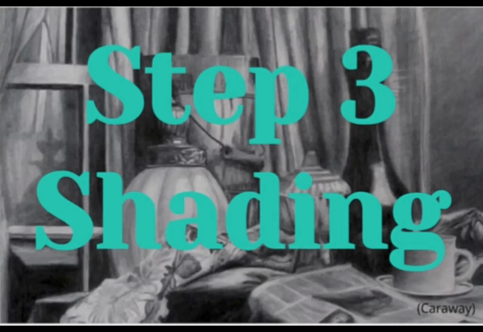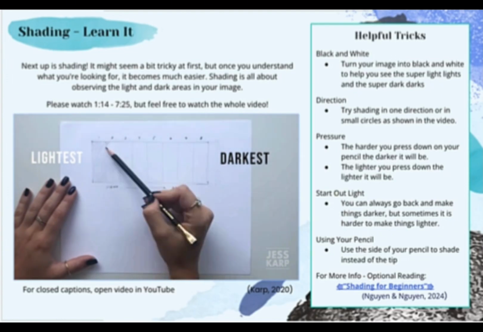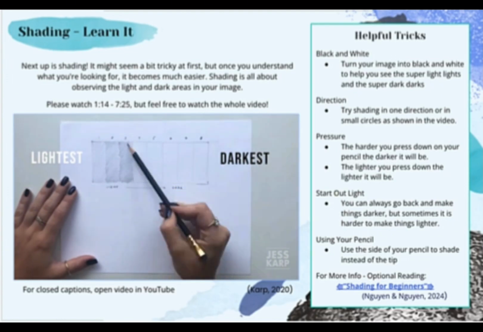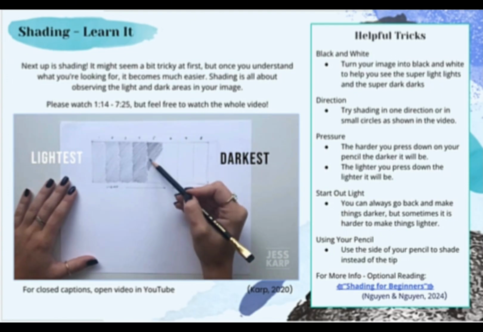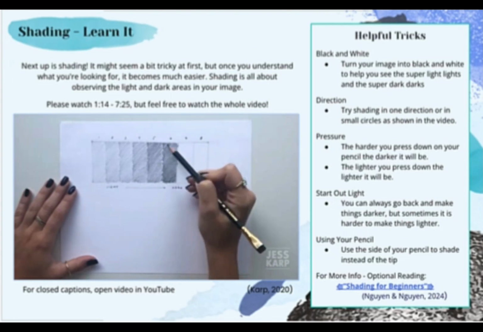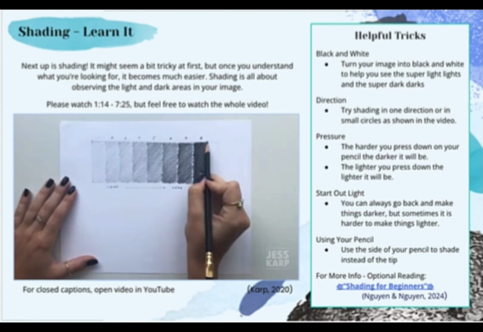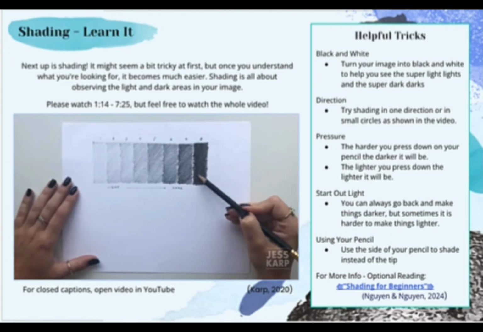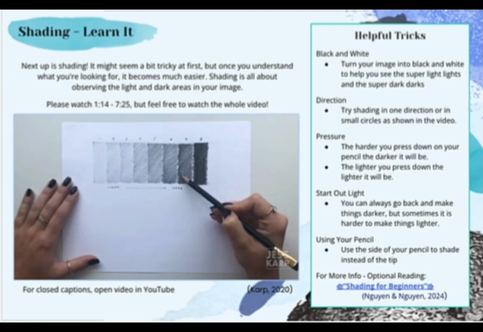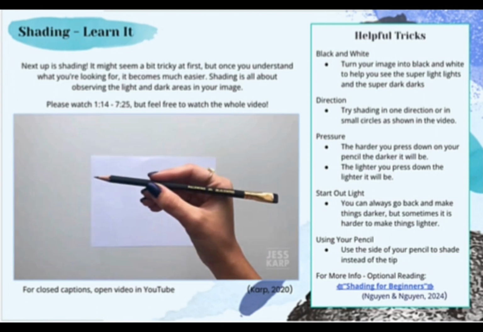The next step in the process is shading. In the Shading Learn It section, students learn about what shading is, how to shade, and helpful tips that they can use in their artworks. I have them watch a portion of this video, but the whole video is optional to watch if they would like to. I also wanted to highlight some of those big, helpful tricks, so I added those in the text on the right.